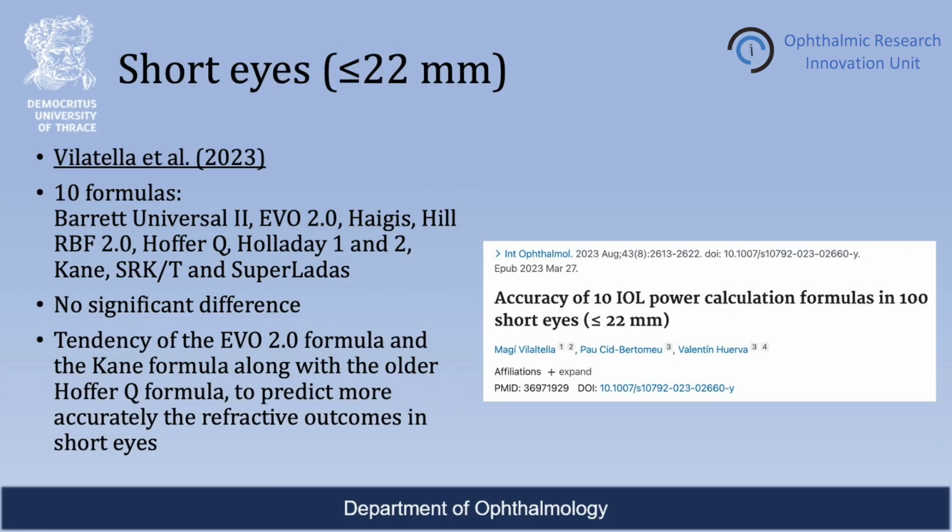Regarding short eyes, several studies have been carried out to find the most appropriate formula. In 2023, Villatella and colleagues showed that there is no significant difference between 10 examined formulas. It is interesting that there is a tendency of the EVO 2.0 formula and the Kane formula, along with the older Hoffer Q formula, to more accurately predict the refractive outcomes in short eyes.